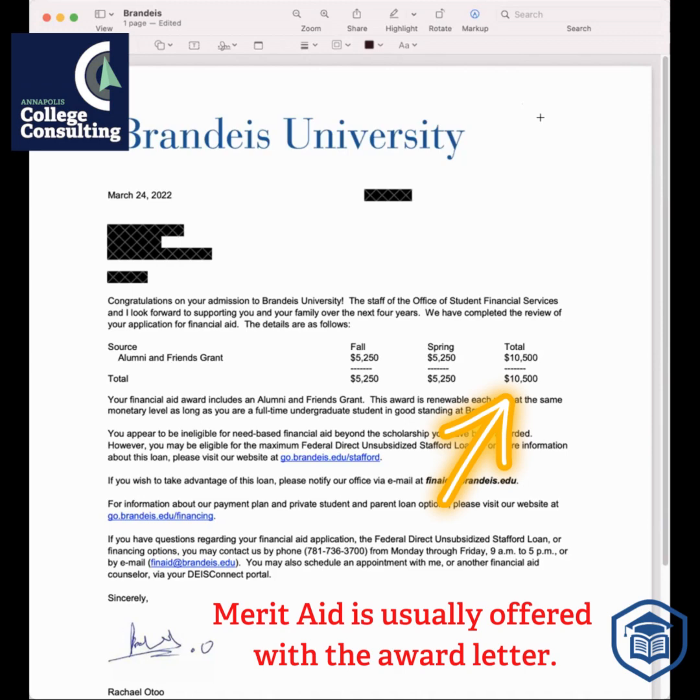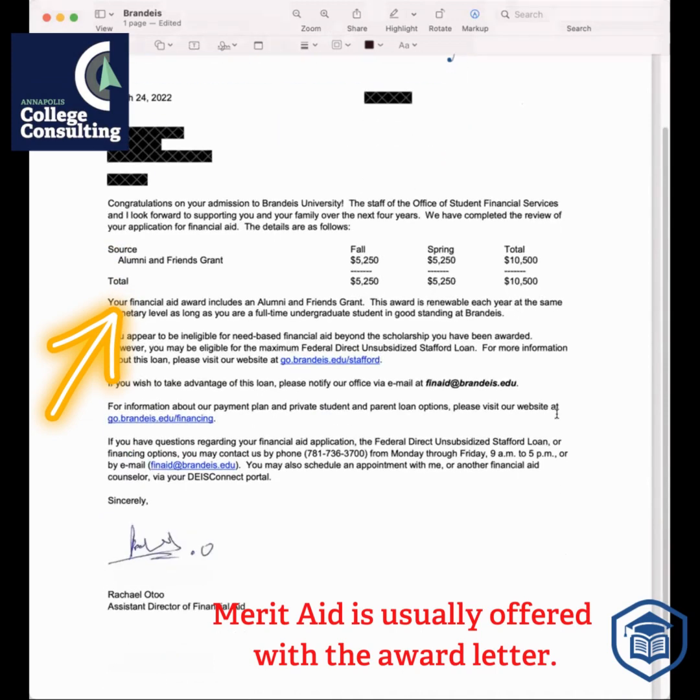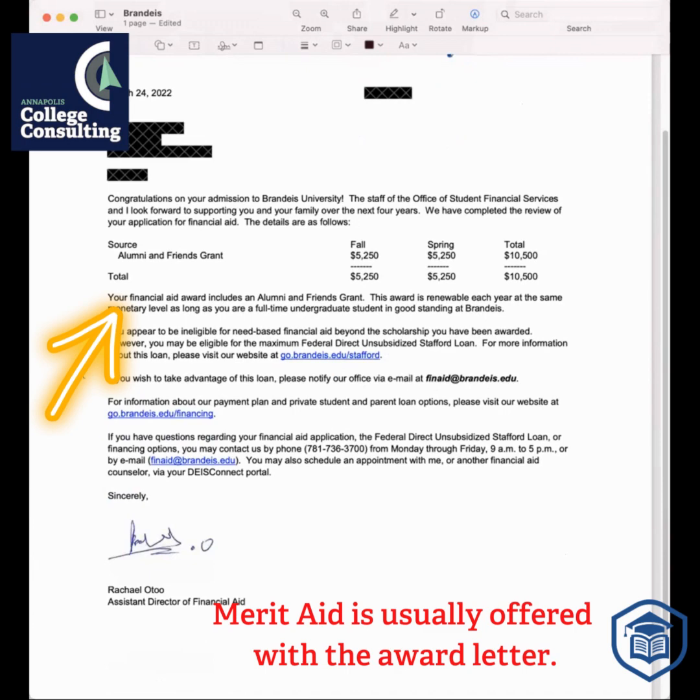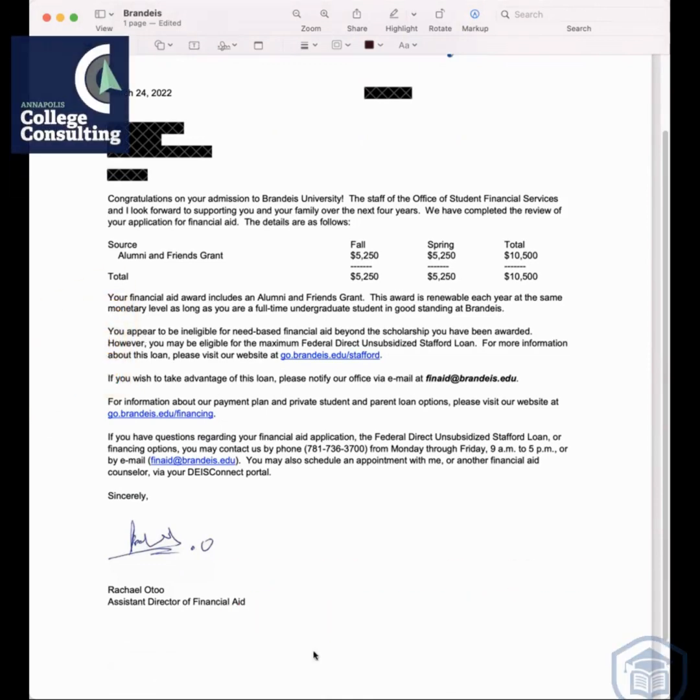So anytime you get a scholarship or a grant, you don't have to pay it back. Loans are a different story. So this student was super happy that she got into this school. I think actually it's where she ended up going. But look at this. They're also saying your financial aid award includes a grant, which is renewable each year, but you're ineligible for need-based financial aid. So this person, again, portals are a big part of this process. So that was an example of just a basic first letter.